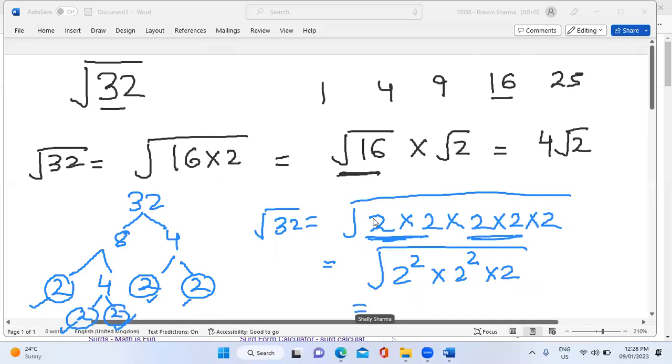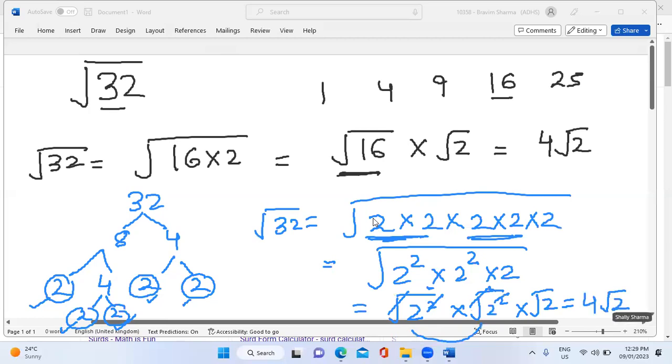And now because there is a multiplication, I can split it. So square root of 2 squared, square root of 2 squared, times square root of 2. The square root and square signs would be cancelled. So 2 times 2, which is 4, multiplied by square root of 2. So this way you can simplify the surds.